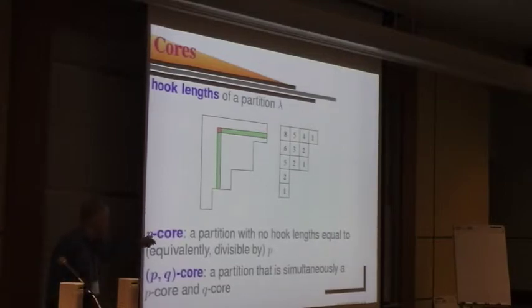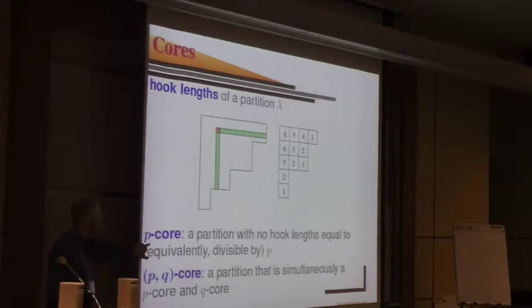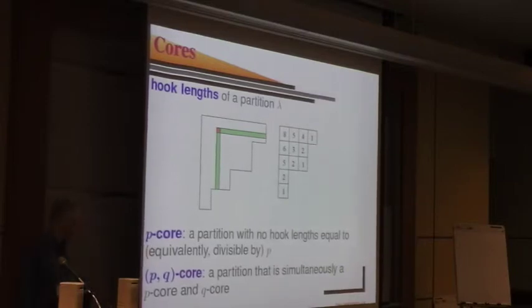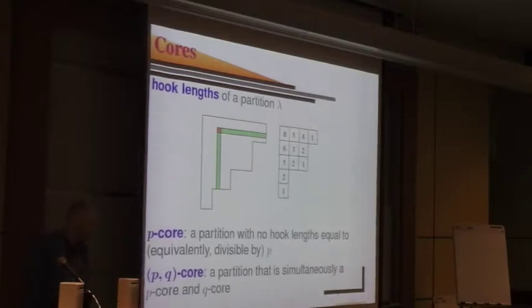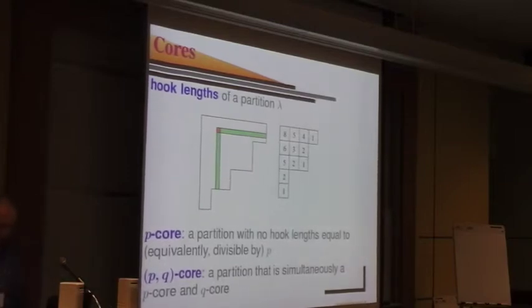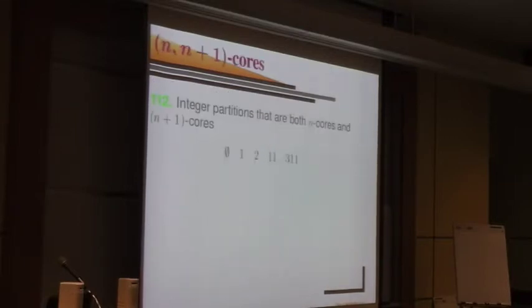They are partitions with no hook length equal to p, or equivalently divisible by p. A PQ-core is a partition that is simultaneously a P-core and a Q-core. It's kind of a strange concept, but there's a lot of interesting combinatorics with PQ-cores. And it turns out that the number of partitions that are both n-cores and n plus 1 cores is the nth Catalan number. Here they are for n equals 3.